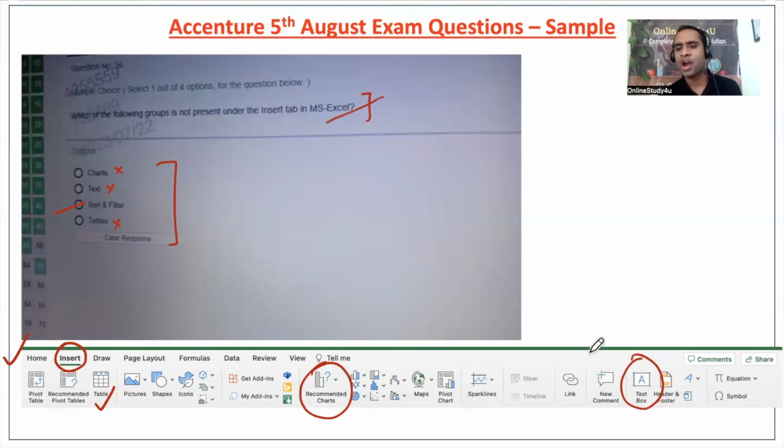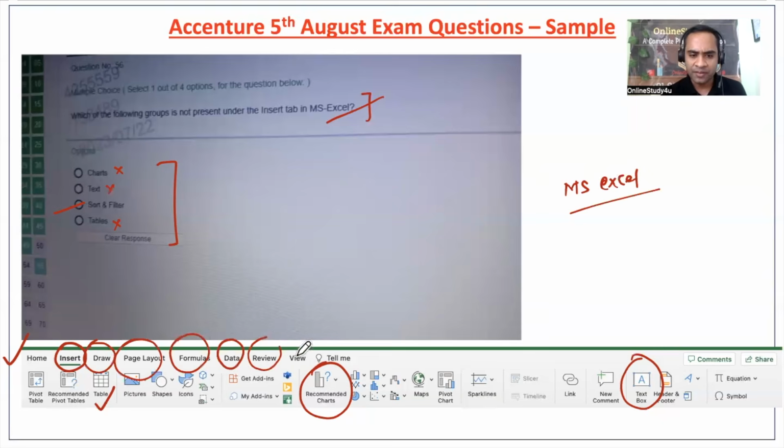So friends, this is how you have to prepare. You have to go through MS Excel completely to understand it. They will be asking you about each and everything: page layout, review, view. They will be asking you questions on each and everything.